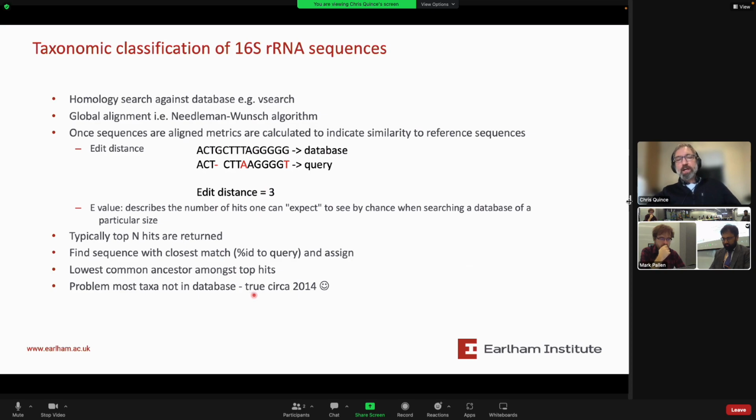The problem with this, though, is that most taxa in a microbial community won't be in the database. That was actually true when I first wrote these slides in 2014. Thinking about it with SILVA, possibly for the human gut, the majority of your sequences may well be in the database, but certainly when you go to a novel community, that's not going to be the case. So what can we do then?